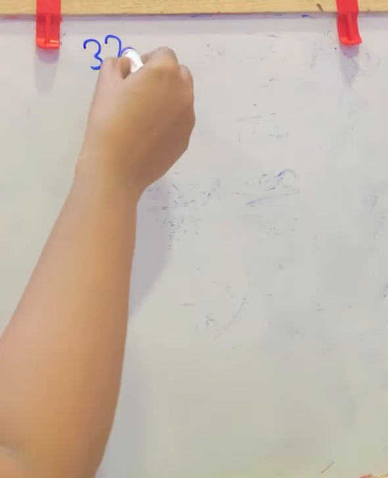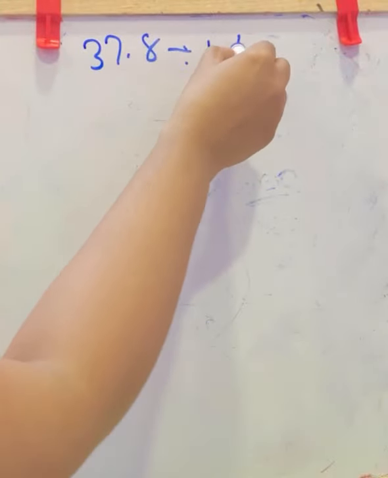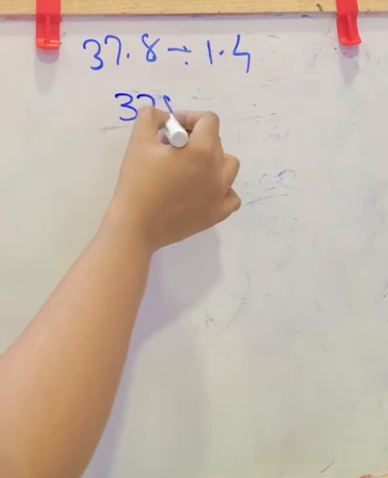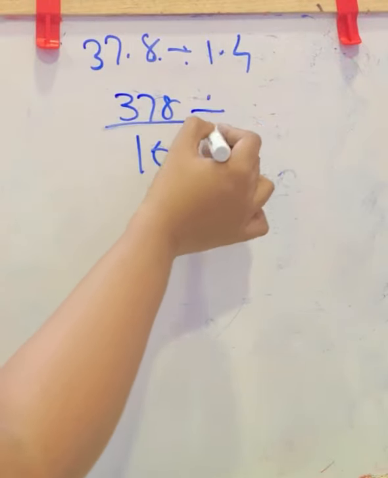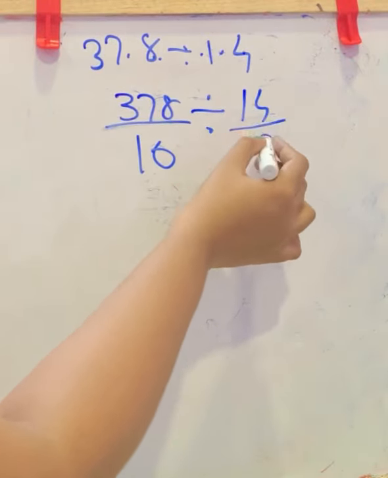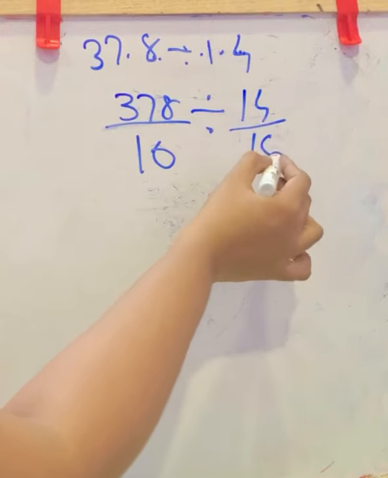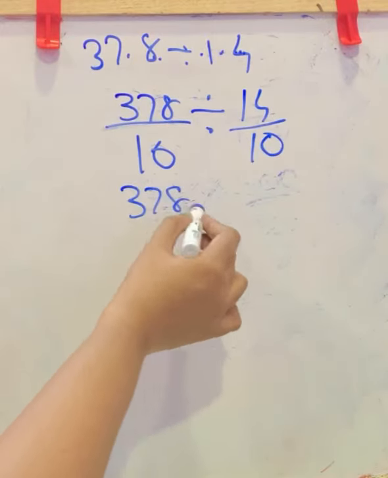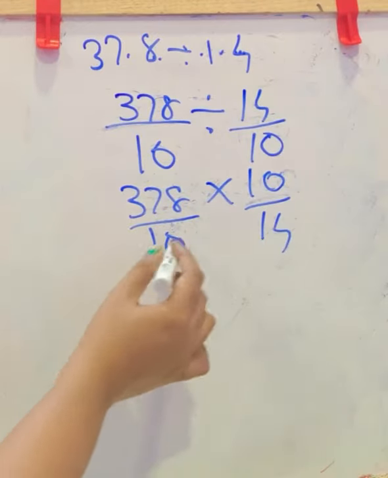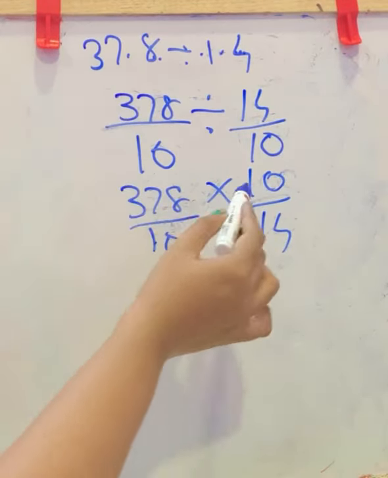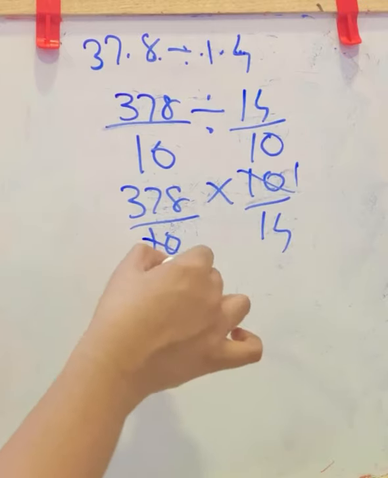Next, 37.8 division 1.4. This is 378 by, here one digit after the decimal, so by 10. Division, this becomes 14 by, again one digit after the decimal, so by 10. This is 378 by 10 into its reciprocal, 10 by 14. 10 and 10 in numerator and denominator, so 10 ones are 10, 10 ones are 10.